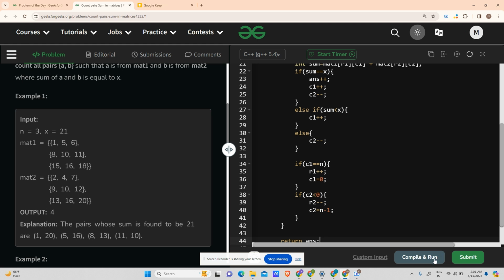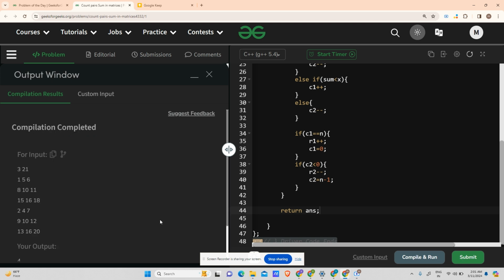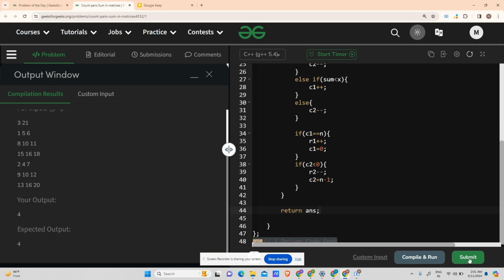Okay, so let us try to compile and run it. And let us wait because it takes a while. Okay, so output is 4. Expected output is also 4.